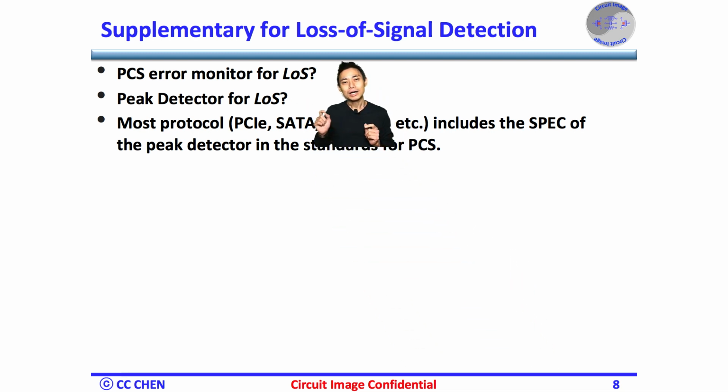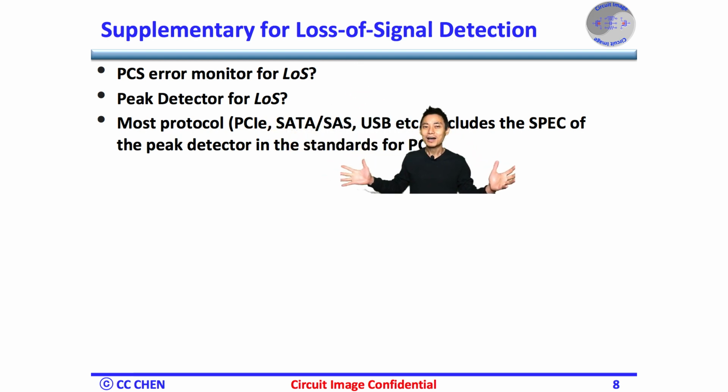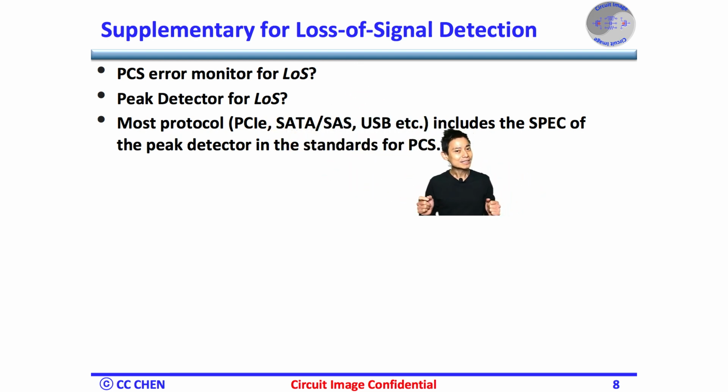To make sure of a fast response, the analog peak detector would be needed to serve as the loss of signal detector. Therefore, to serve the SerDes ecosystem between different vendors, most protocol committees define the peak detector demands in the standards of PCIe Gen 1 to Gen 5, SATA, USB, etc.